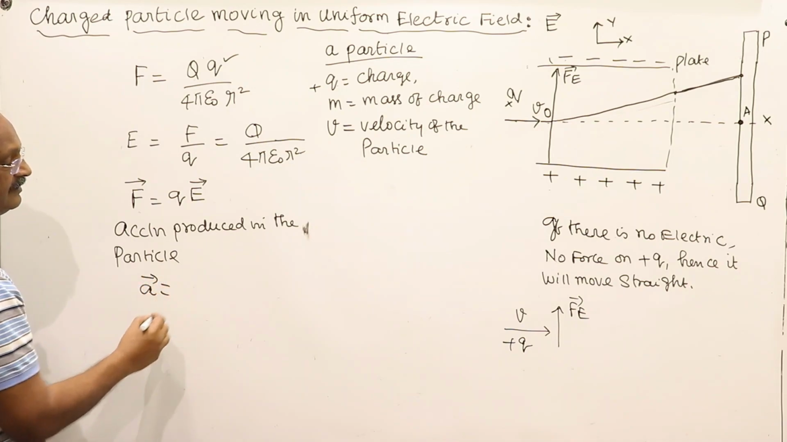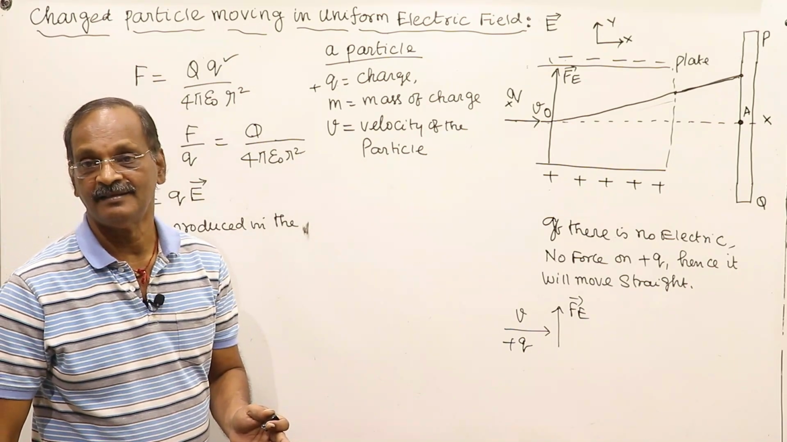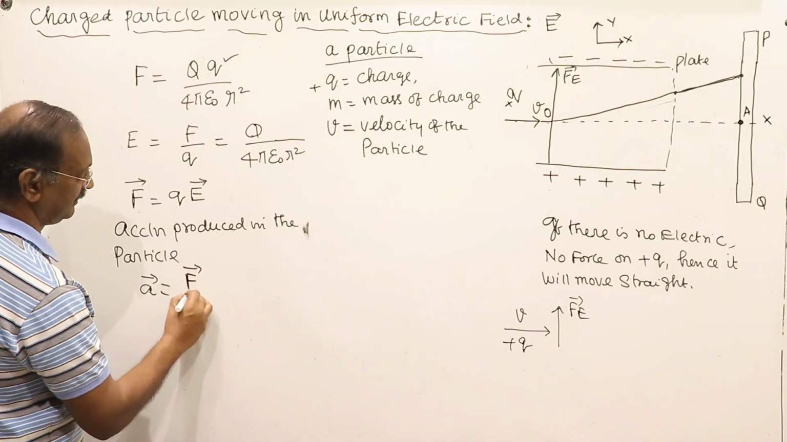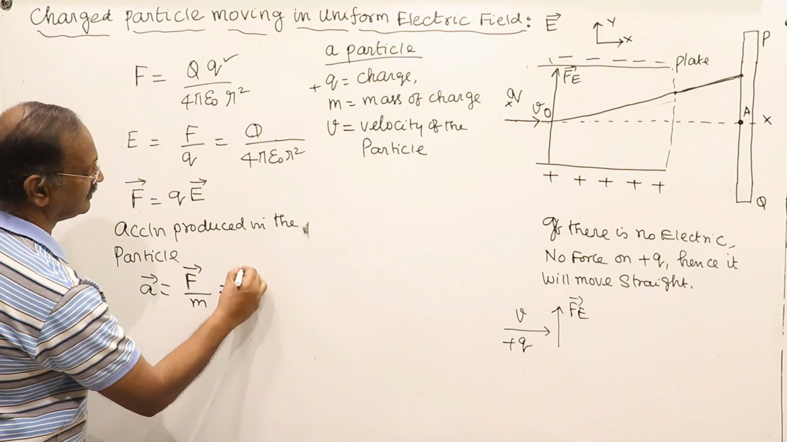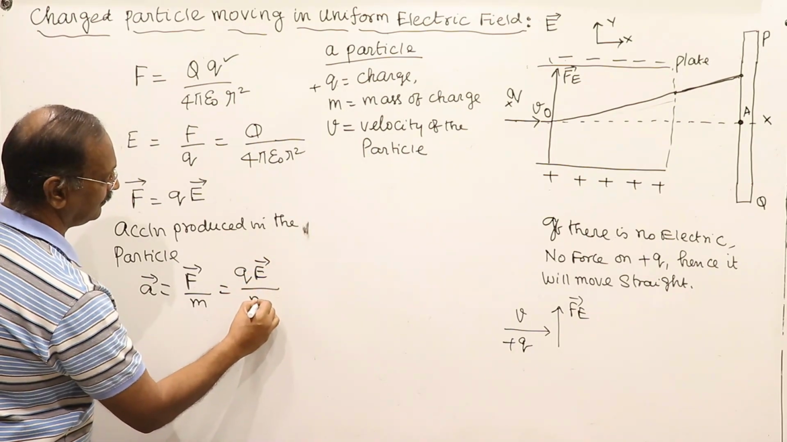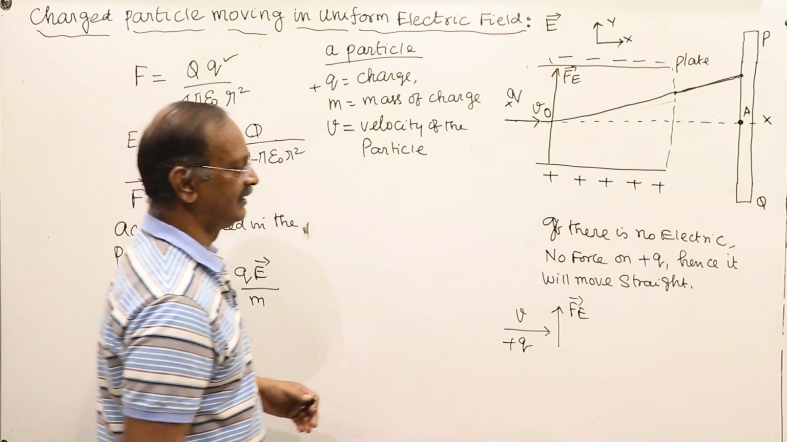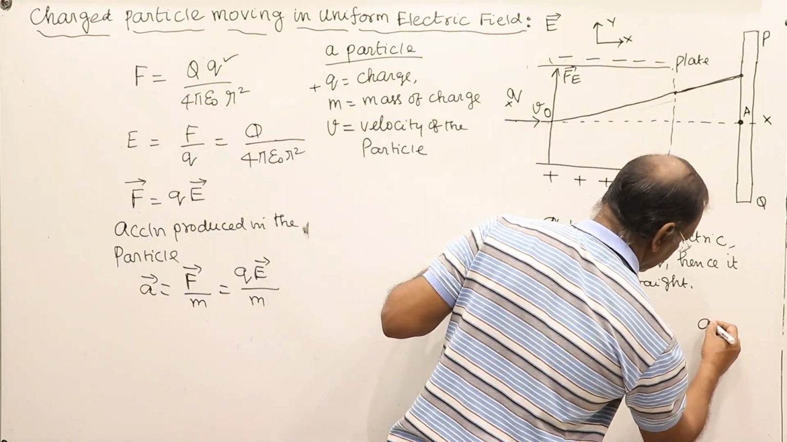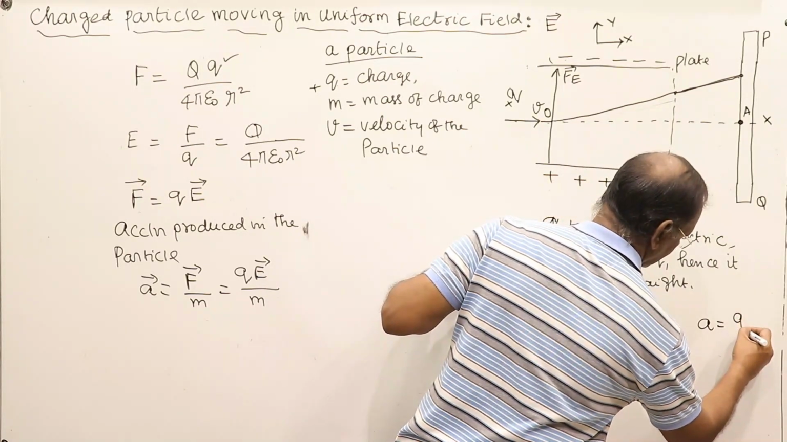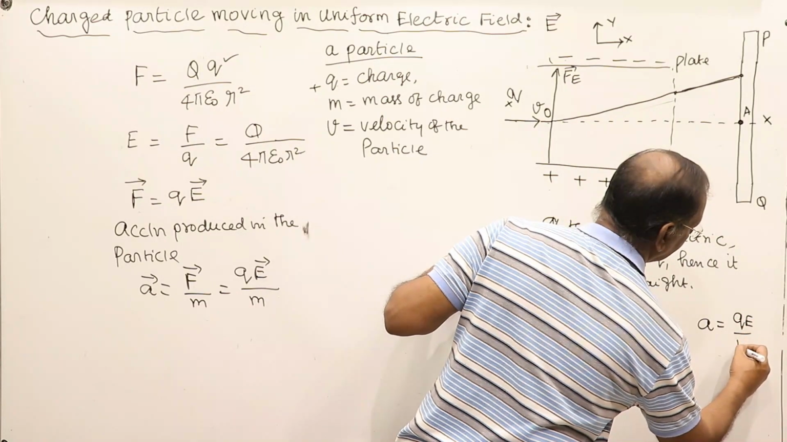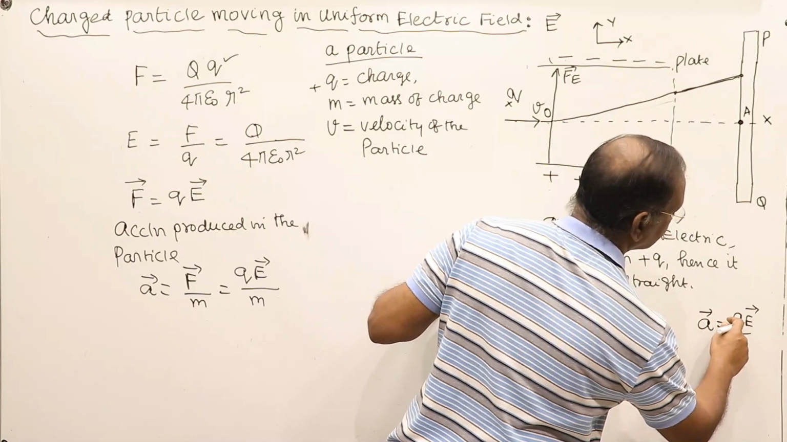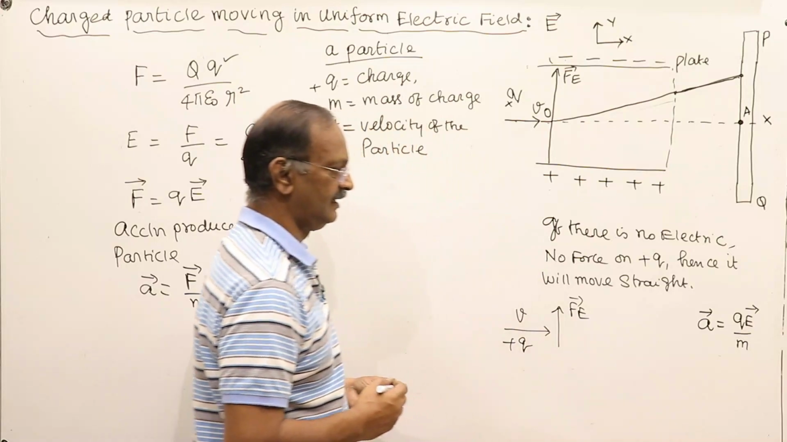Acceleration. What is acceleration? We have already defined acceleration as the force vector divided by the scalar mass, and force is equal to Q into E, divided by M. This is the acceleration. So we can write the magnitude of the acceleration as Q into E divided by M. This is in vector form. Q is a scalar, M is a scalar.